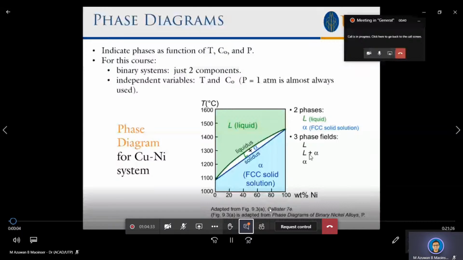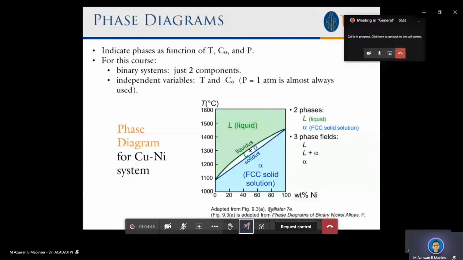Bismillahirrahmanirrahim. Here I am again. Assalamualaikum warahmatullahi wabarakatuh and good day to all. Let's continue talking about phase diagram. We are back to the binary phase diagram. In particular, we have this copper nickel system.